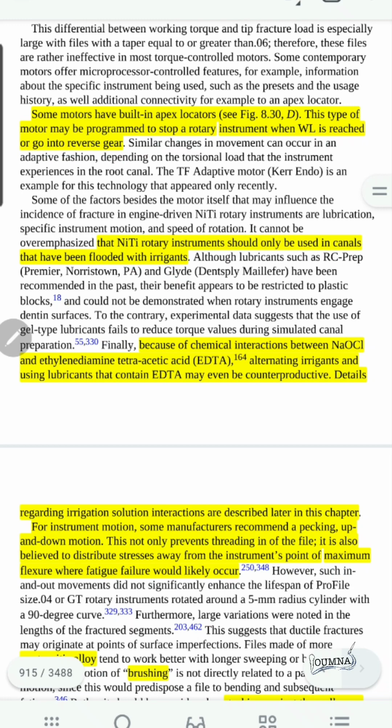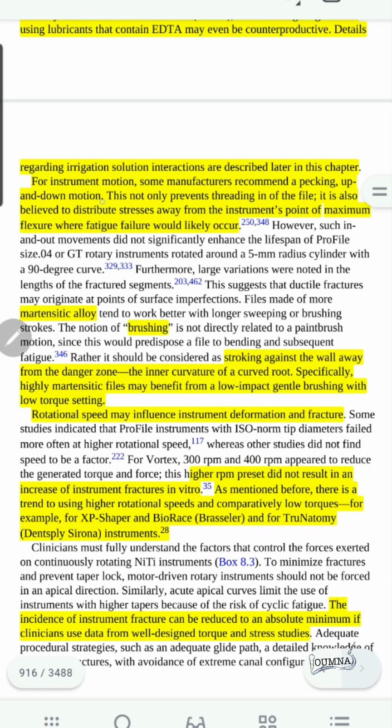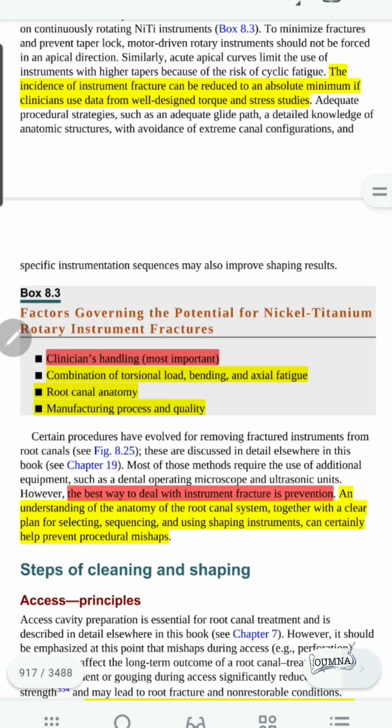When we use nickel titanium rotary instruments, the canal should be flooded with irrigants, alternating between the sodium hypochlorite and the EDTA. For the instrumentation, some manufacturers recommend a picking up and down motion. As for the martensite alloy, we use the brushing motion, stroking against the walls upward.